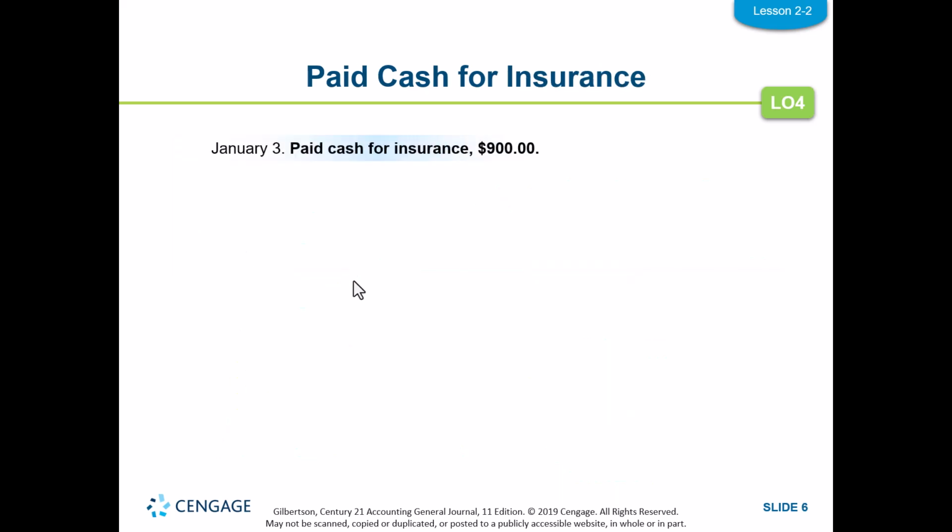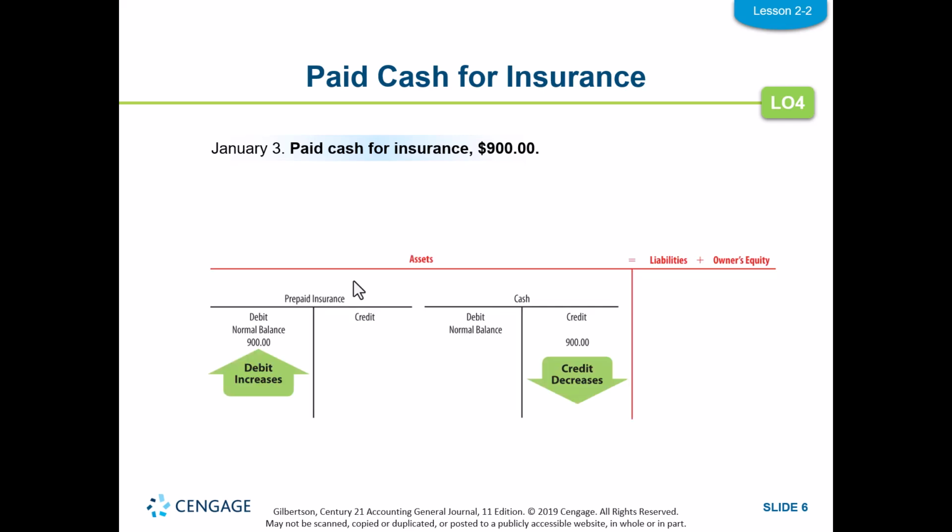All right, here's another. Paid cash for insurance. What are we debiting? Insurance, because we have more insurance, and insurance is an asset. What are we doing with cash? We're going to credit our cash. There it is, just like supplies. Debiting prepaid insurance, crediting cash.